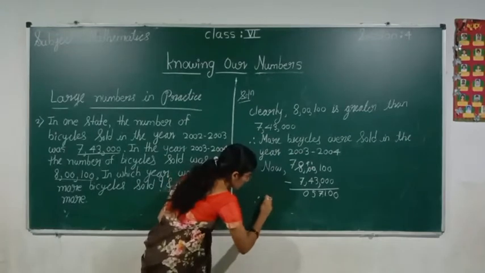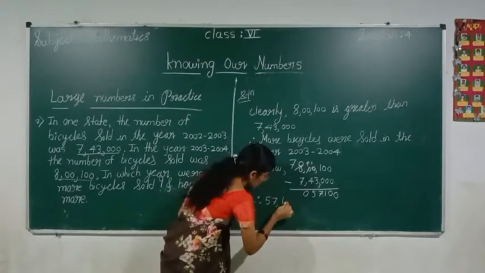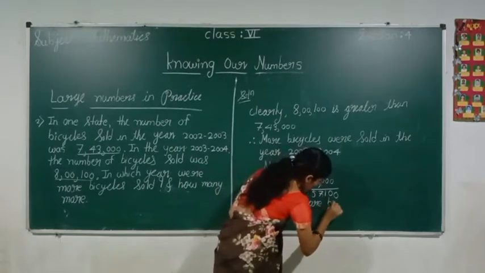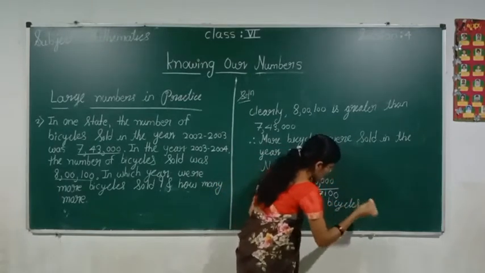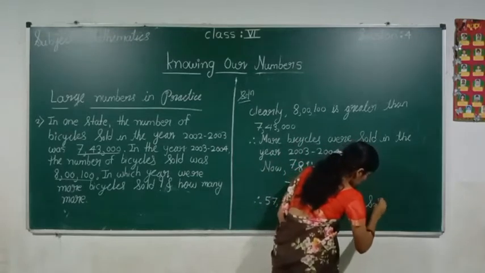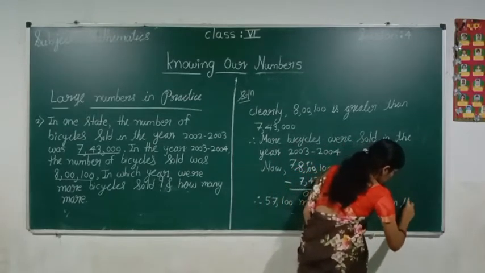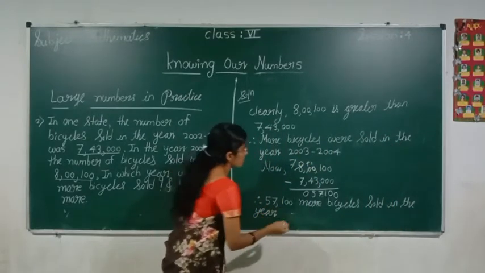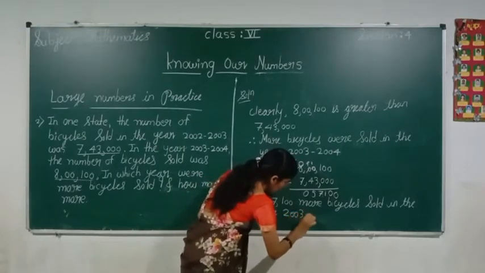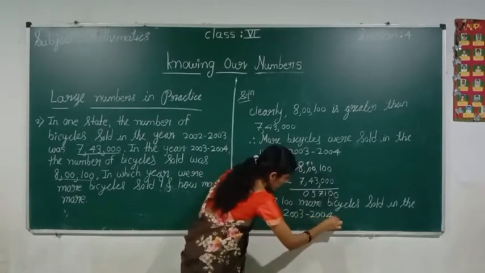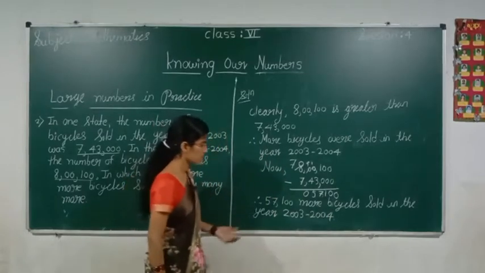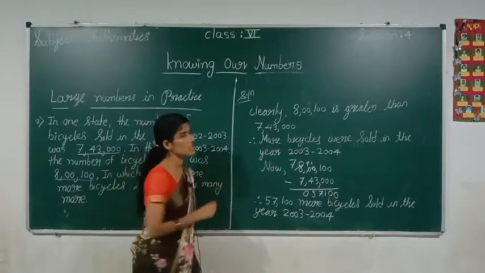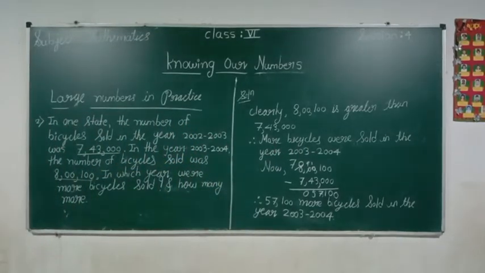Therefore, 57,100 more bicycles were sold in the year 2003 to 2004. Okay, this was the solution. So we will go to the next question.